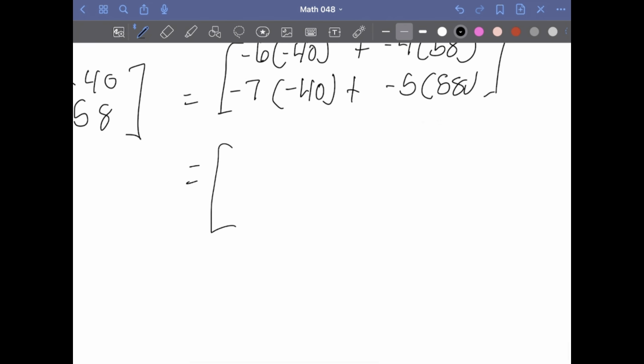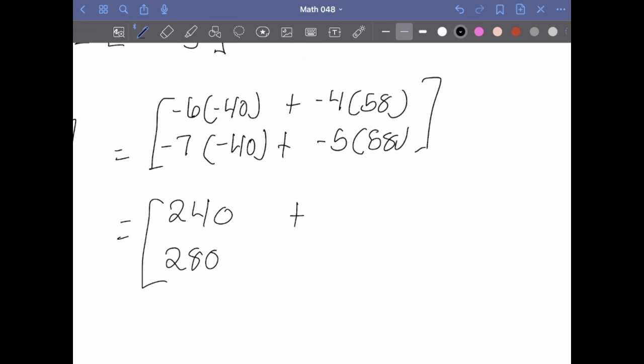This is equal to -6 times -40. Get my calculator. 40 negative times 6 negative, that's positive 240. 40 negative times 7 negative, that's 280. 58 times -4, negative 232, so that'd be minus 232. And then 58 times -5, it's minus 290.